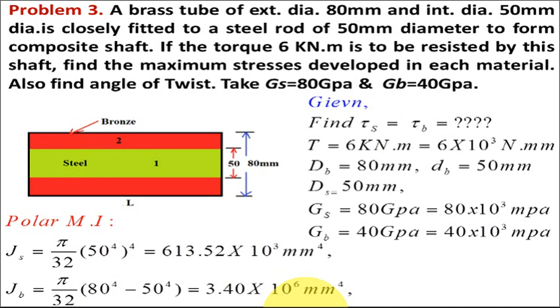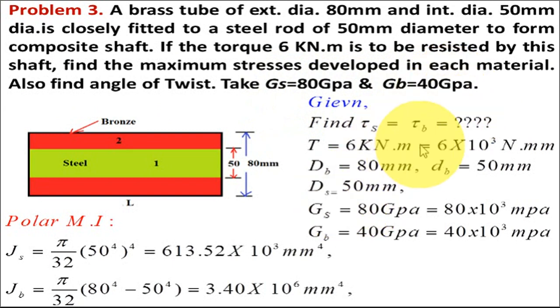Now see problem number 3. A brass tube. Here the external tube is given as brass of external diameter 80 and internal 50, closely fitted onto the 50 mm diameter steel shaft, forming a composite shaft. If a torque of 6 kN is to be resisted by the shaft, find the maximum stresses developed in each material. Also find the angle of twist. Take G S as 80 MPa and G B as 40 MPa.